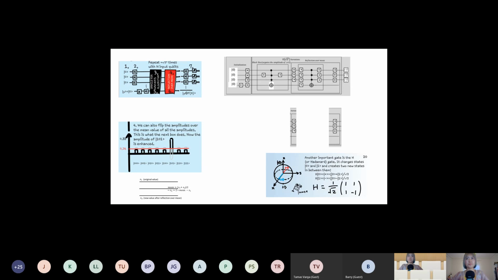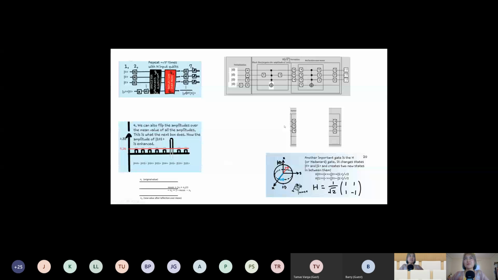And then the next bit is even funnier: not only do you have this box with all these X gates, you also have some H gates on both sides. And what does this do? Having H gates on both sides will actually allow you to flip all of the amplitudes over the mean value of all of the amplitudes. So this is maybe a little mind-boggling if this is the first time you see Grover's algorithm. How is it allowing you to flip over the mean?